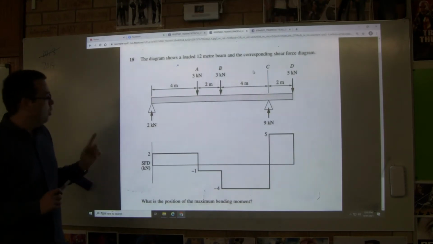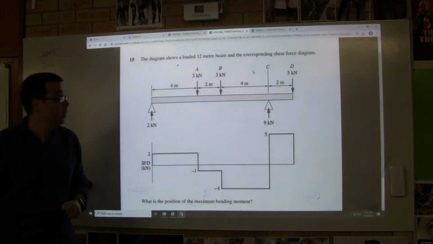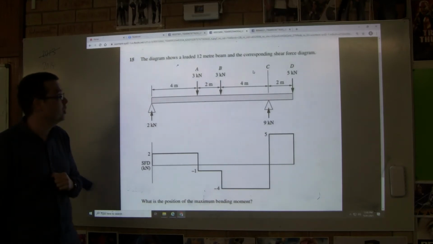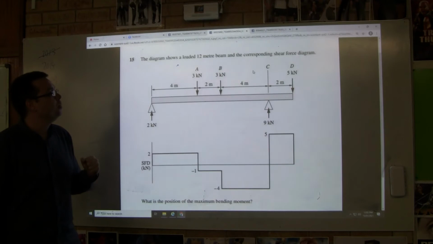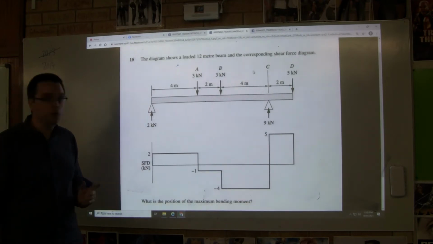Okay, what they've done is they've already given us the reactions. Well, I guess it's multiple choice. It's a relatively hard multiple choice. It's at 15, so it's getting to 3/4 of the difficulty of a multiple choice. But they've also given us the shear force diagram. So let's go through the story.